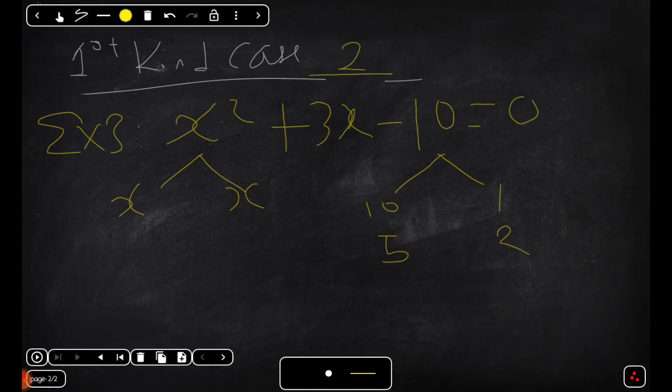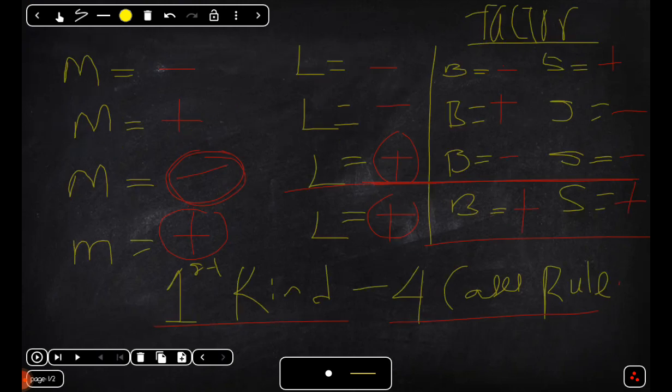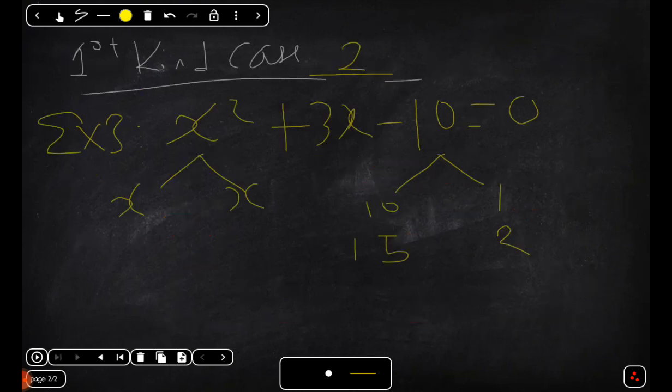Now, the middle term is positive and the last term is negative, so which among them takes negative and which takes positive? Let's check. Middle is positive, last is negative, so the bigger number must take positive, while the smaller takes negative. Thus, we have factored this quadratic equation into x plus 5 times x minus 2 equal to 0. This becomes the factor of this quadratic equation.